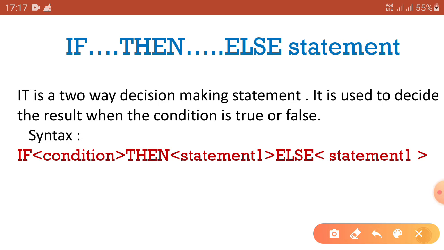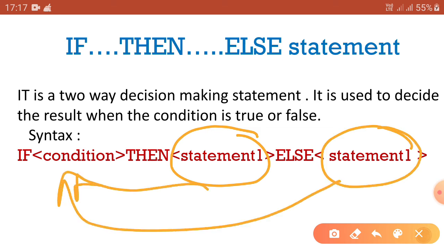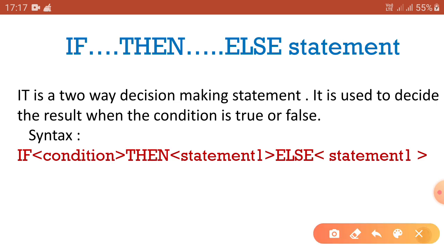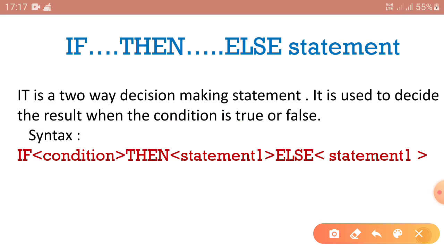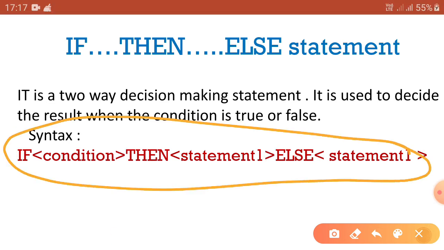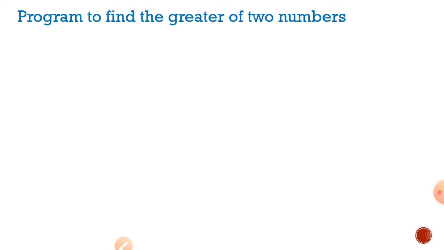Okay, so both the statements will depend on this condition. Here in this statement, if this condition is satisfied, that means it is true, then this part will be executed. If this condition is not satisfied, then this part will be executed. It is the syntax of this statement. So let us understand the use of the if-then-else statement with the help of some programs. The first program is a program to find the greater of two numbers.